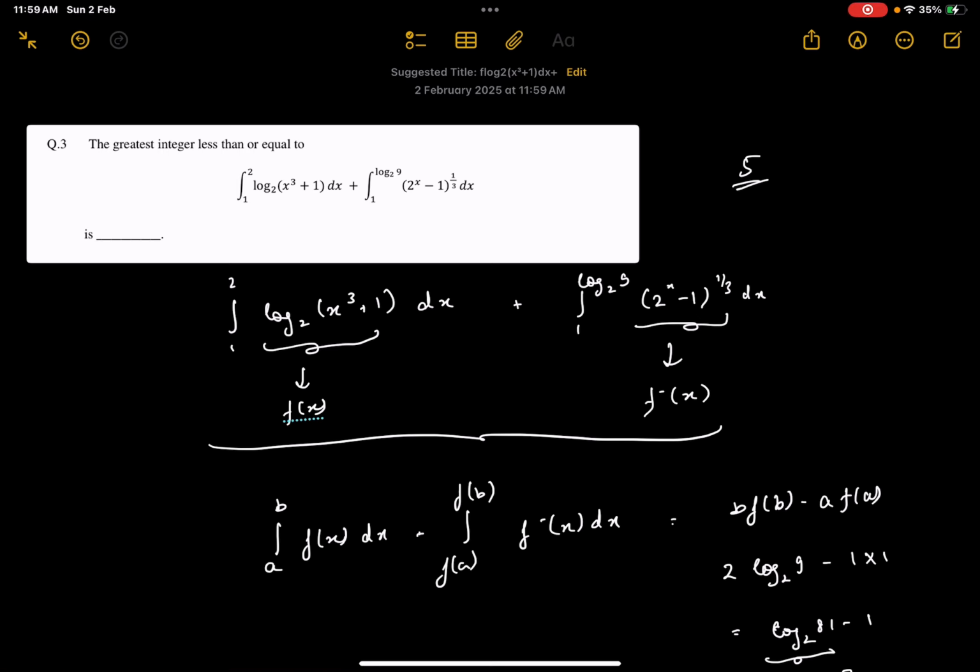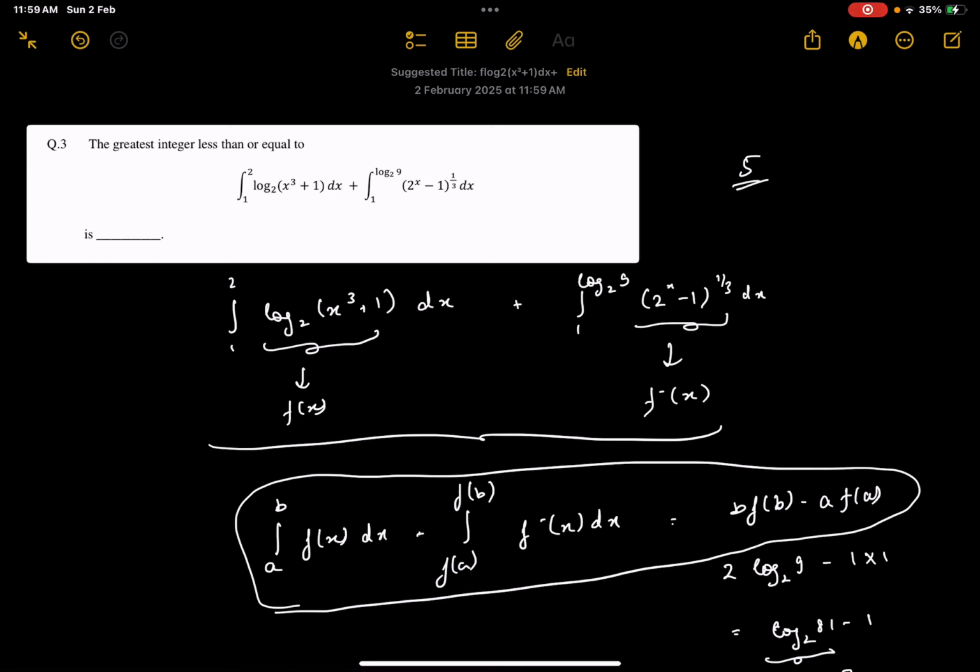Now, this was the crucial step here, because otherwise evaluating this integral would be very difficult.